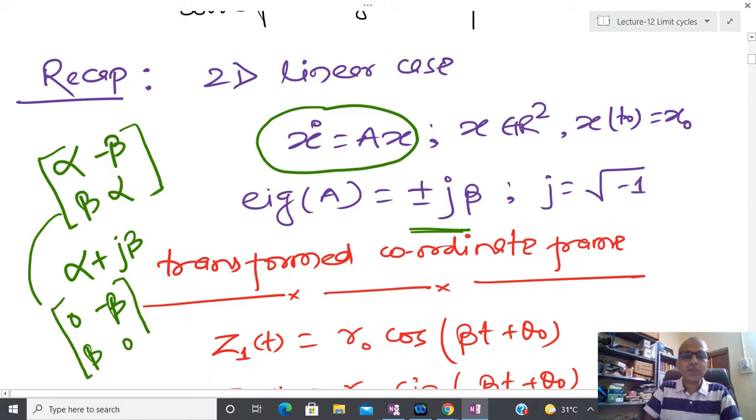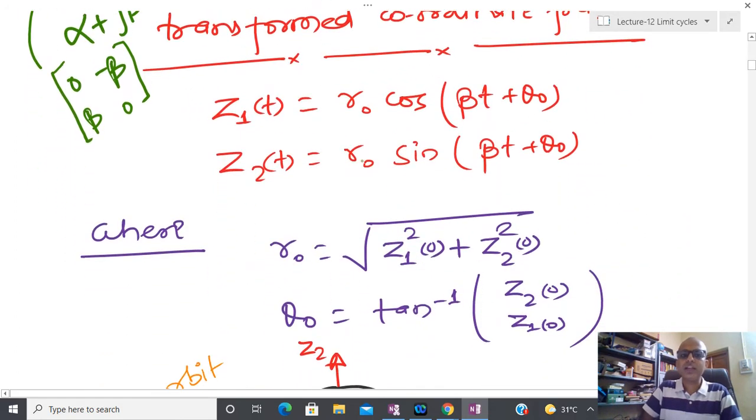In the transformed coordinate frame, we found a very simple relation: r remains r0, and theta is theta 0 plus beta t. Please check it from the previous class. I can directly write the solution. Since I defined z1 equal to r cos theta, in place of r I substitute r0, because we found that r dot equals alpha, and here alpha equals 0, so r dot equals 0. Whatever the initial condition of r is, that is the solution.